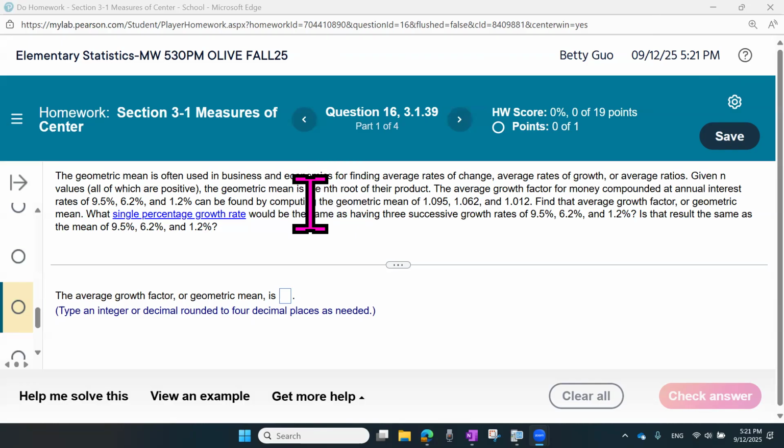The geometric mean is a radical. The root number of the radical is the same as the sample size. The radicand of the radical is going to be the multiplication of all the values in the sample.